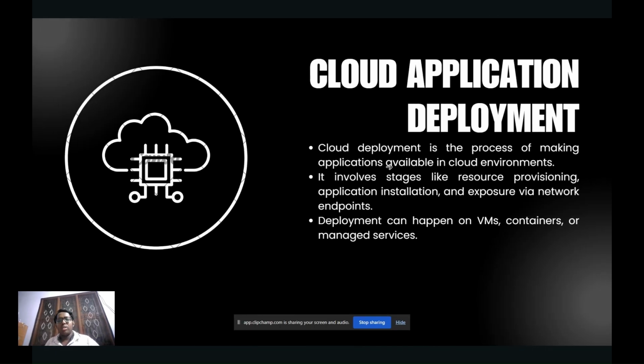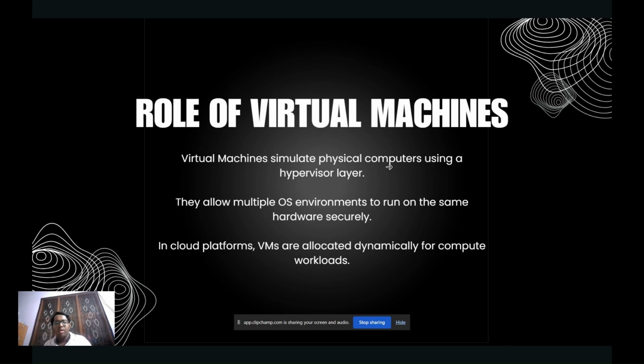What is cloud application deployment? Simple. Cloud application deployment is the process of installing, configuring, and managing applications inside a cloud environment. It's as simple as that. It involves provisioning virtual resources, deploying the services, and ensuring scalability, security, availability, reliability, everything. Basically, seamless access and performance. And it can happen in VMs, containers, or any other managed services, be it third party, on-prem, whatever it is.